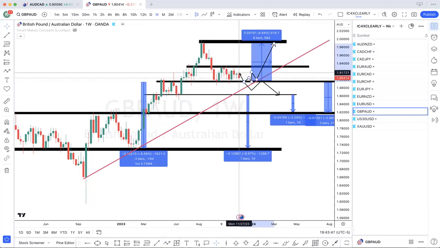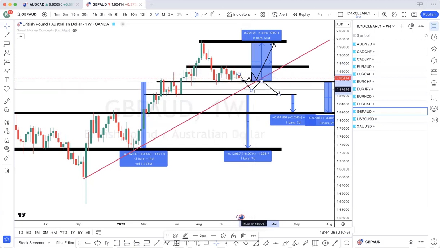So that's the possibility. Not that one. We're going to go here for that one. And then we're going to go. So it could push back up here, come down, push back up to this order block, and then start breaking structure to the downside. So it's going to be one of the two things. Okay.